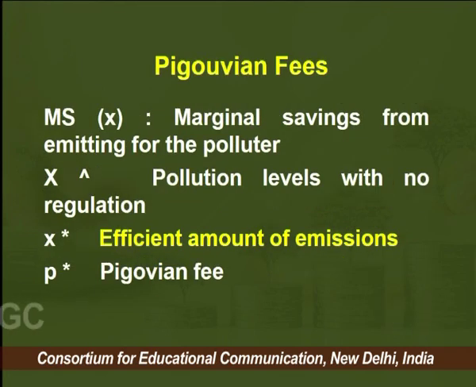X hat was the pollution level with no regulation. X star is the efficient amount of emission. P star is the Pigouvian fee. It is the optimal amount of fee that should be charged. And how did we get P star? By equating MSX to MDX, that is the aggregate MDX.